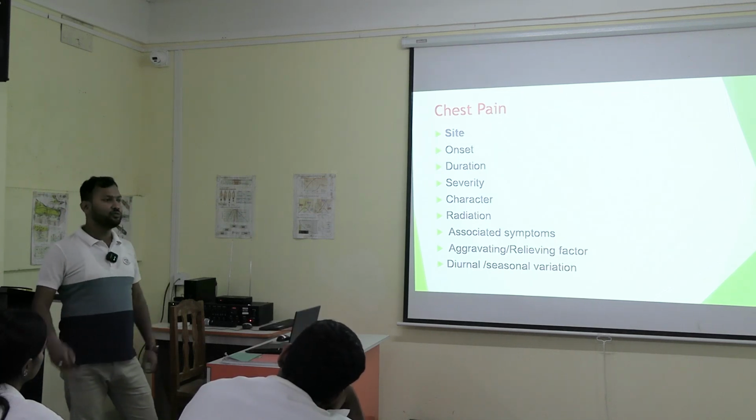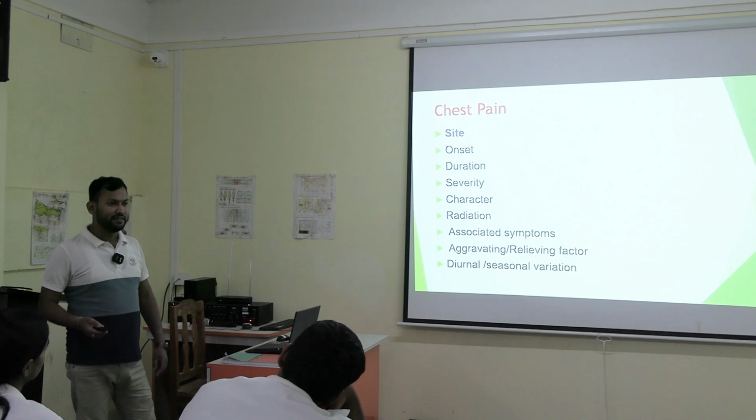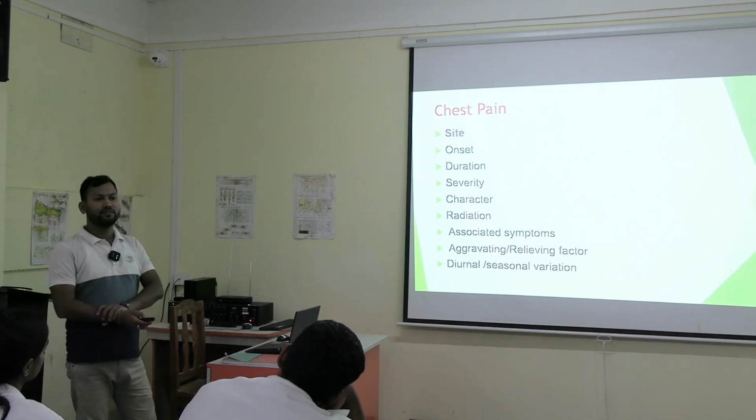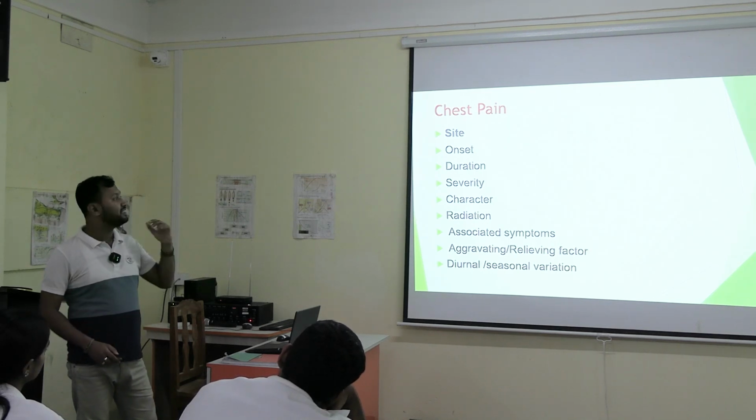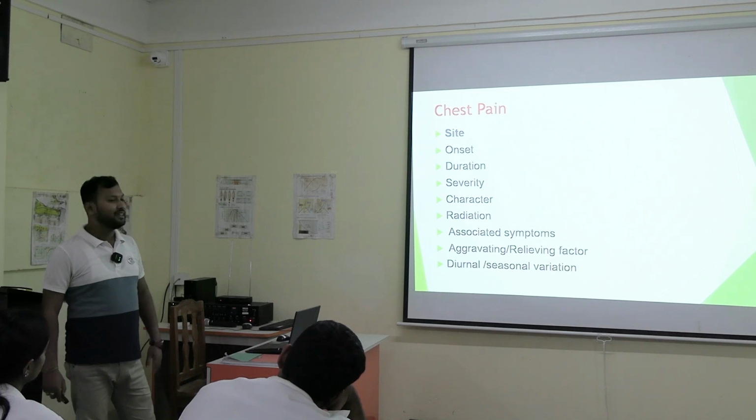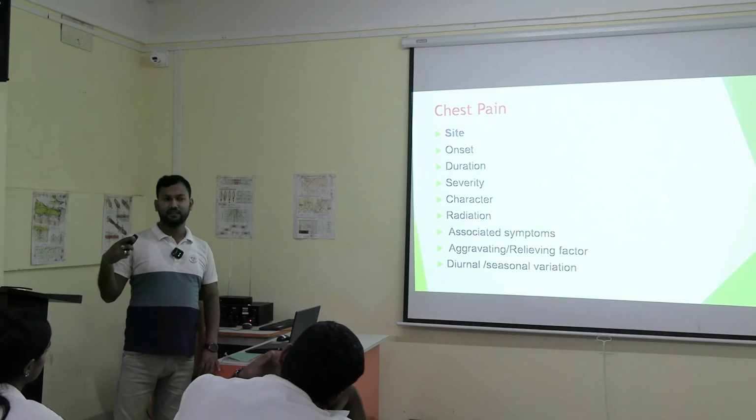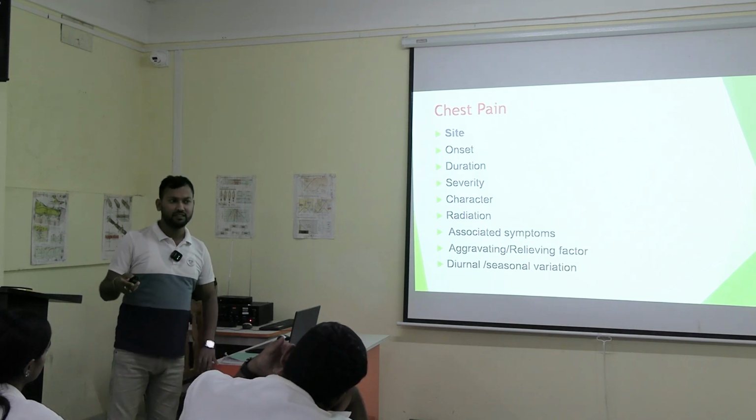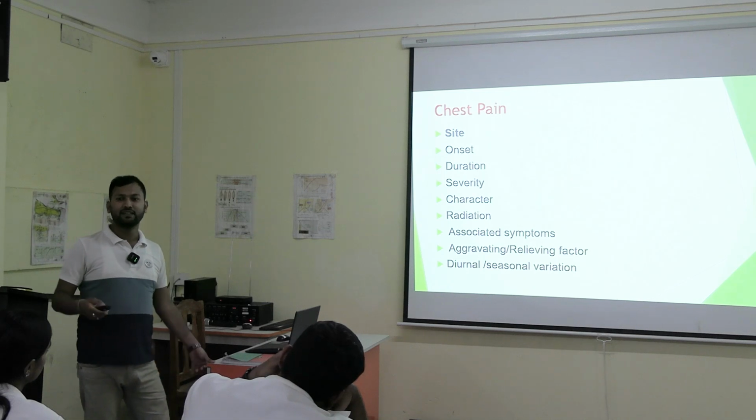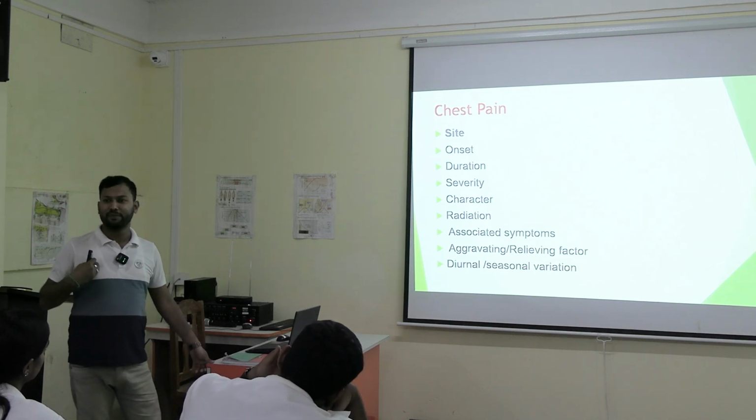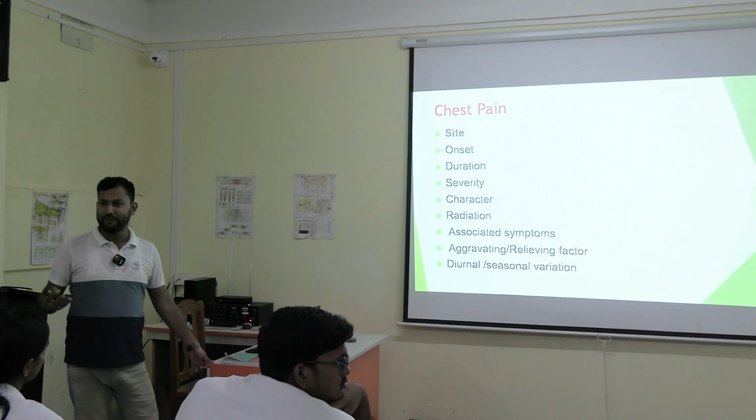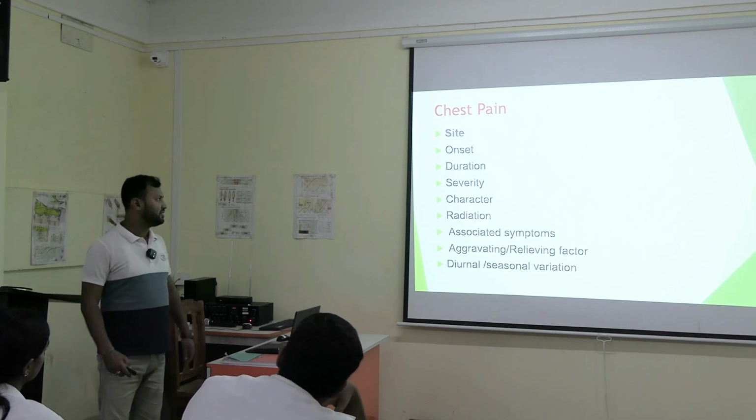Then onset, since when you are having the pain. Then duration, again, since which time you are having this pain. Then severity of the pain, character of the pain. Character I've already told you during abdominal pains, whatever pain it is, like stabbing pain or dull pain, aching pain, like that. So these things you have to ask.